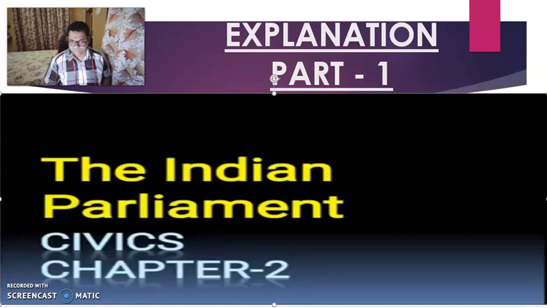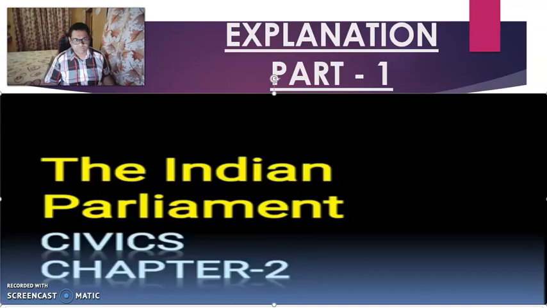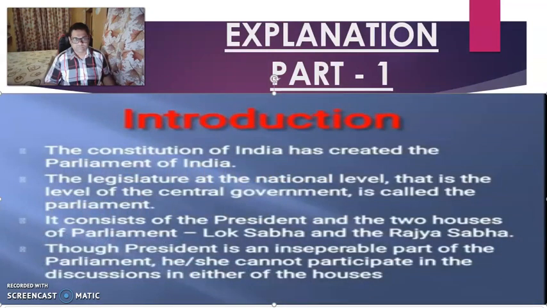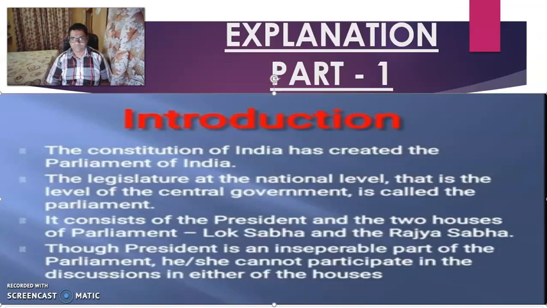In the previous chapter, we have learned about the parliamentary system. We have also learned that the Indian parliamentary system was given to us by our Constitution. Okay, so let's learn about the Indian Parliament in detail. Firstly is the introduction. The Indian Constitution, that is the Constitution of India, has created the Parliament of India. The legislature. What is a legislature? We have learned about it.